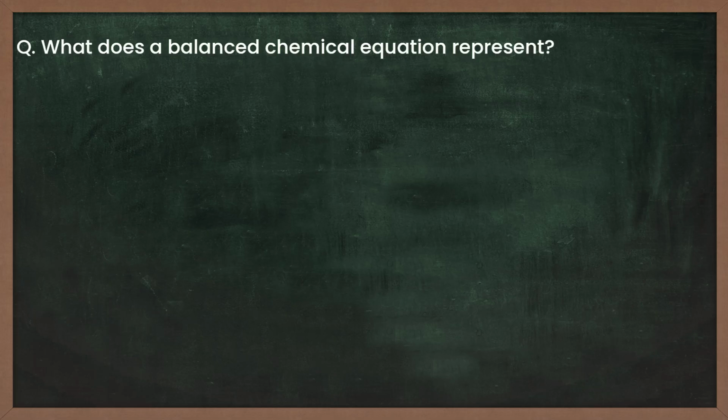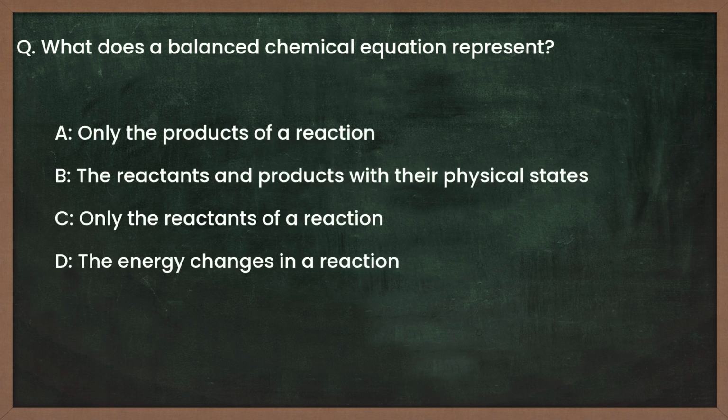Question: what does a balanced chemical equation represent? Option A: only the products of a reaction. Option B: the reactants and products with their physical states. Option C: only the reactants of a reaction. Option D: the energy changes in a reaction. You have 5 seconds to answer the question.